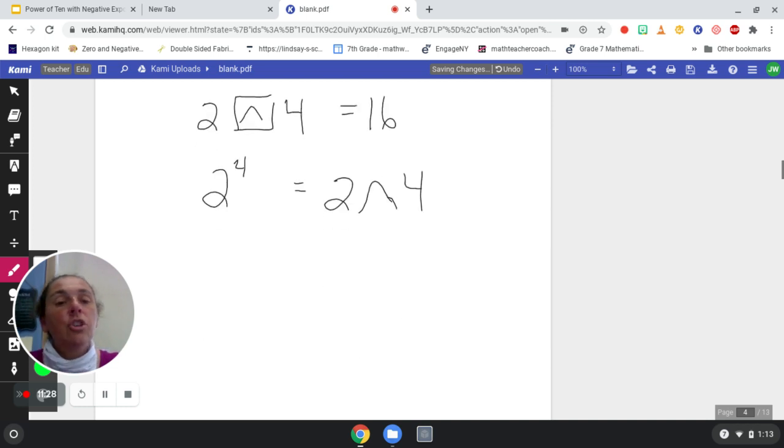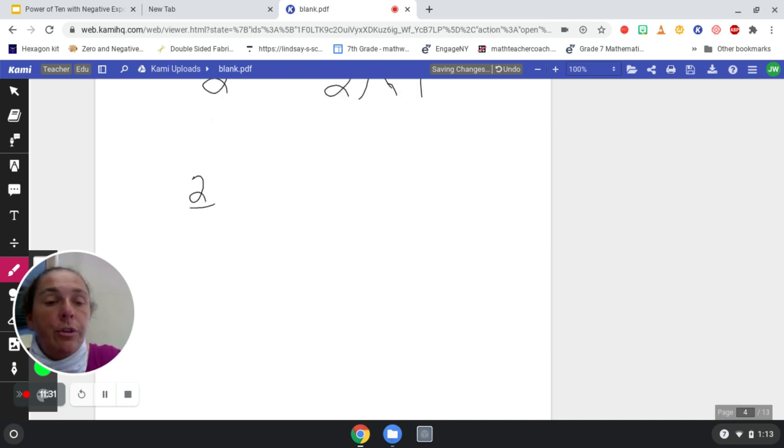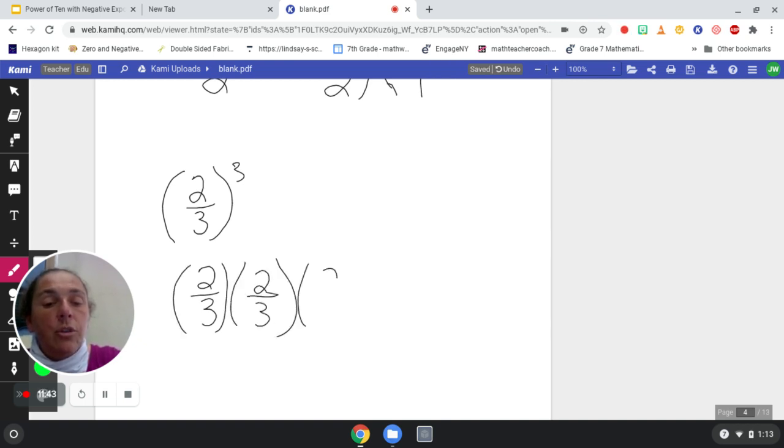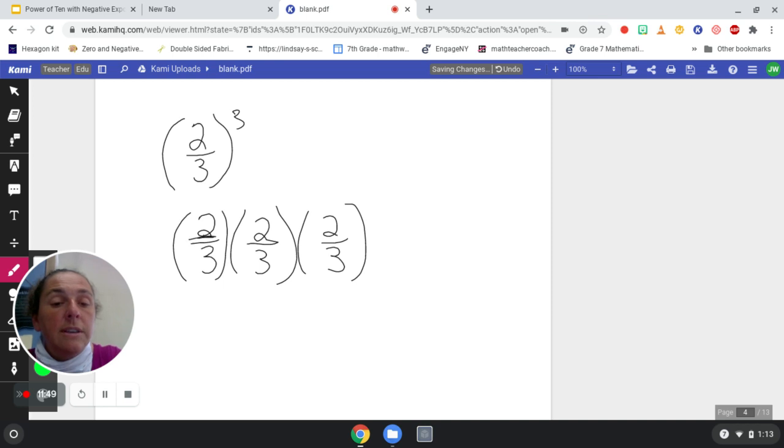Okay, let's look at a fraction on that. Let's say we have 2/3 to the third power. Okay, well, if I expand that, that means 2/3 times 2/3 times 2/3. Now, if I multiply that, I'm going to go 2 times 2, which is 4, and 4 times 2 is 8. Okay? Then I would do the same on the bottom. 3 times 3, which is 9, times 3 is 27. Sorry about that. I'm going to clean that up just a little bit.